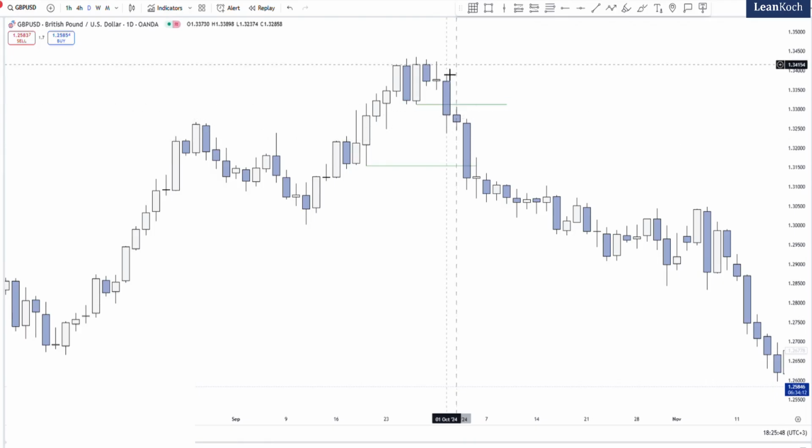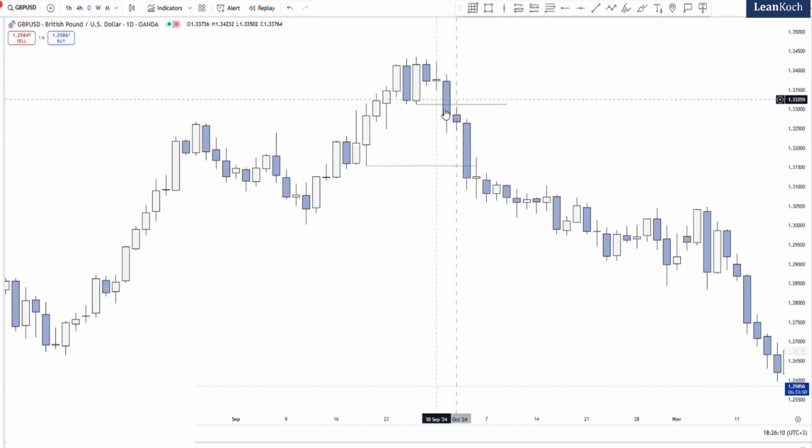But I need to develop context. I need to identify a premium fair value zone where sellers would come into the market to push price lower, because you can't just enter on this daily candlestick. You want to enter on an hourly time frame or a 4-hour time frame, which is a lower time frame.